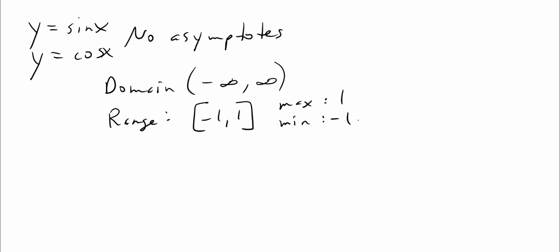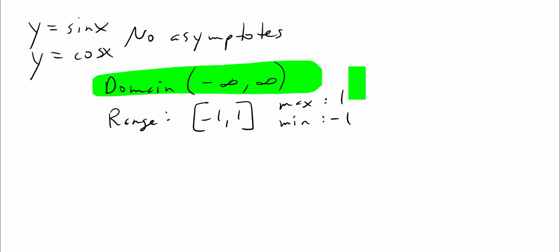Okay, that's pretty easy. So let's take a look at, first of all, this guy right here is true no matter what. It can be anything with sine of x or cosine of x. The domain is always from negative infinity to positive infinity. But let's take a look at other ranges, okay?